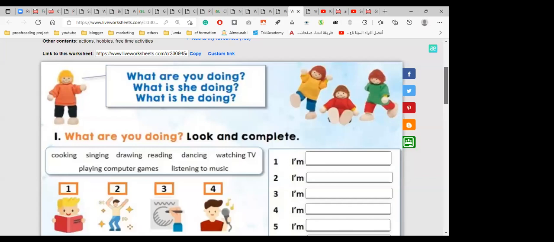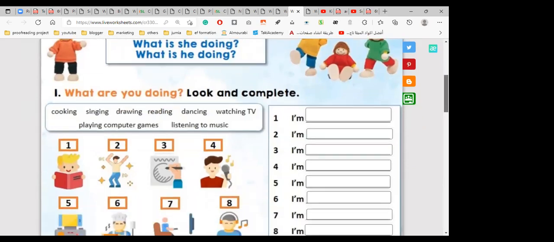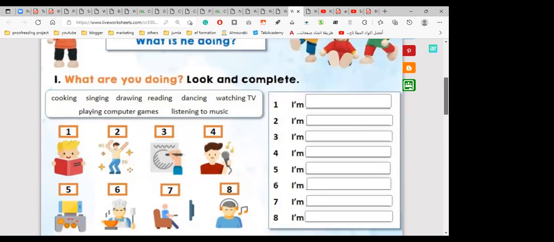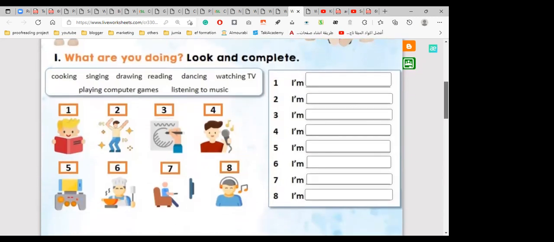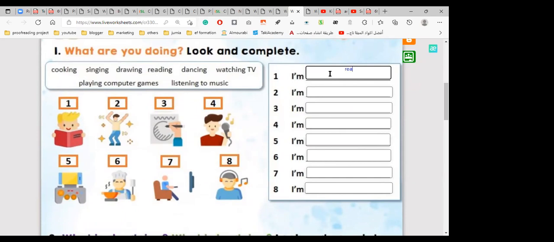So the question is, what are you doing? Or what is he doing? Or what is she doing? So we are going to answer here. We have cooking, singing, drawing, reading, dancing, watching TV, playing computer games, listening to music. So, what about reading. Number one? What is reading doing? It's reading. I am reading. Reading.